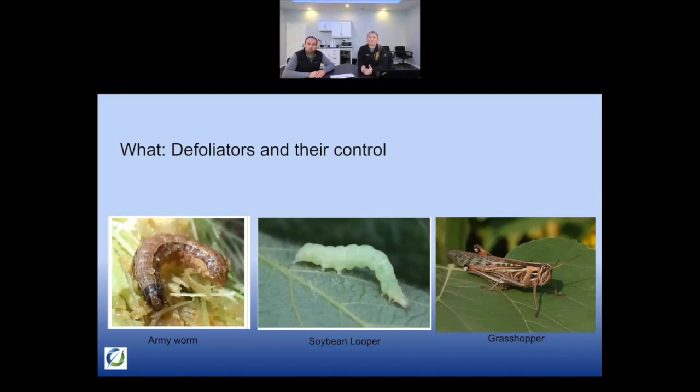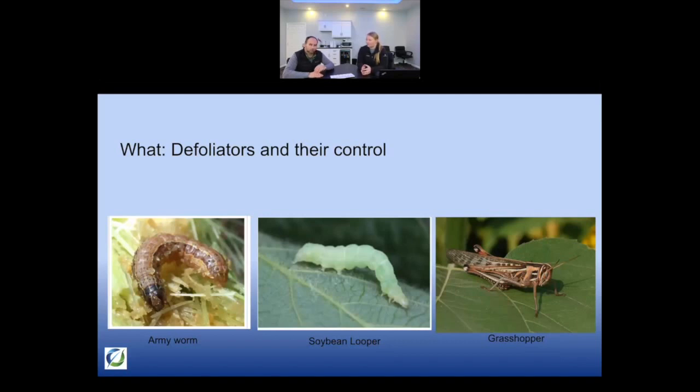But if there was a certain situation where we're really having problems with that looper, we need to look at a specific active that is going to control that. And it's going to look a little bit different compared to some of the other insects we're going after. That's kind of a different scenario.